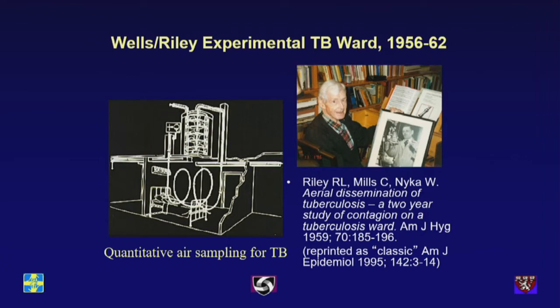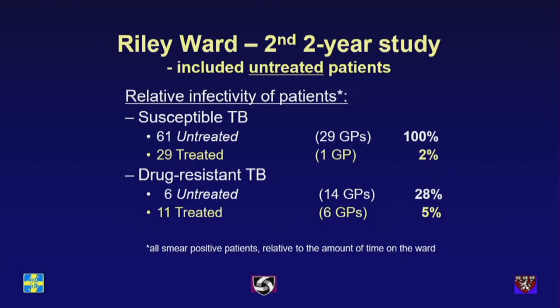And that work is all published and republished, actually, in a more recent Journal of Epidemiology, 1995, where it was considered a classic in epidemiology. In the second of his 2-year studies, Riley compared directly patients on therapy and patients who were not treated, where treatment was delayed. We might have trouble doing that today, but he was able to do that at the time. And both drug susceptible and drug resistant, and at the time the only drugs were isoniazid, streptomycin, and PAS.